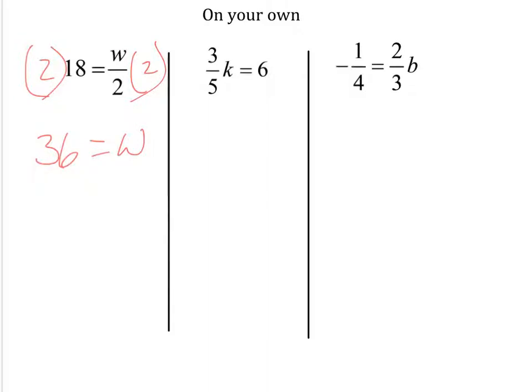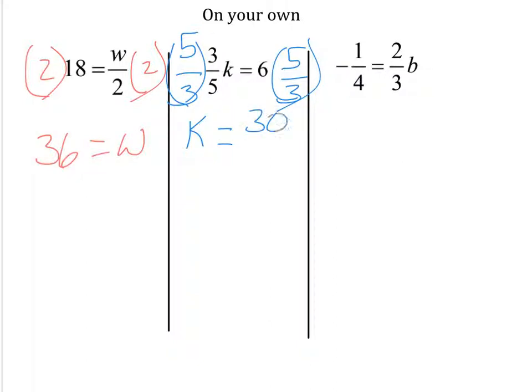So the first example, we need to multiply by 2, because that's a reciprocal. We were dividing by 2, so we can multiply by 2. In the second example, I'd multiply by the reciprocal of 3/5, which is 5/3. And again, any number times its reciprocal is 1, so we have k on the left side of the equation by itself. And then we get 30 over 3, which will simplify to k equals 10.